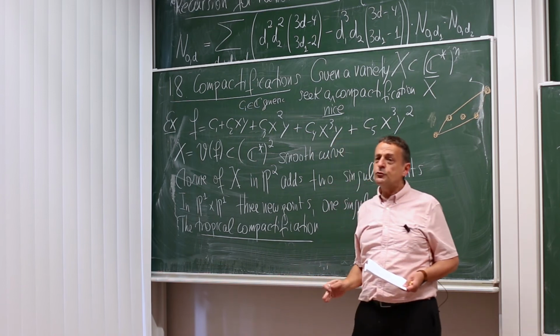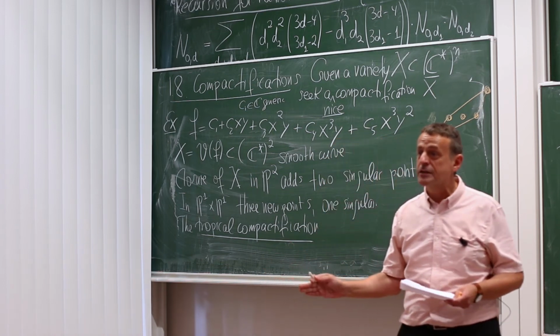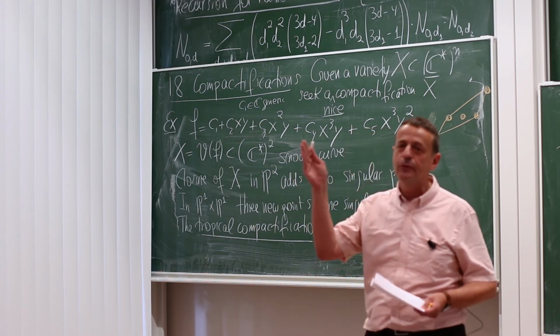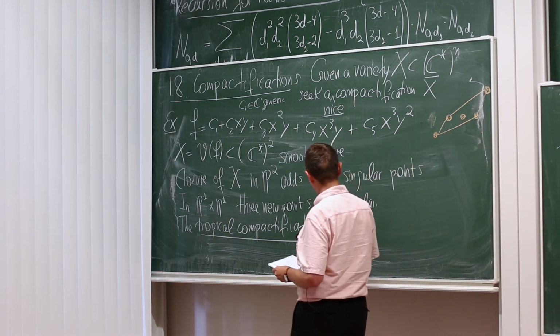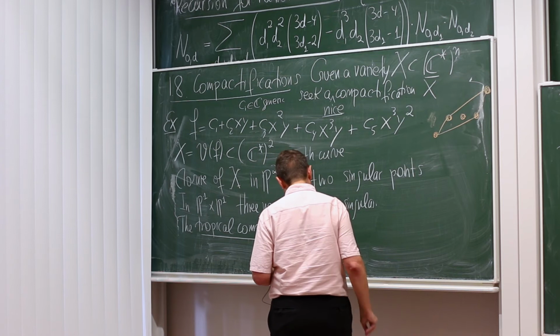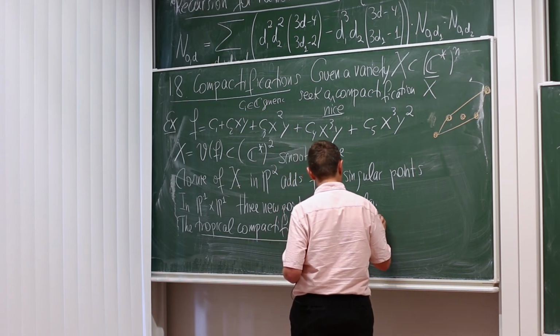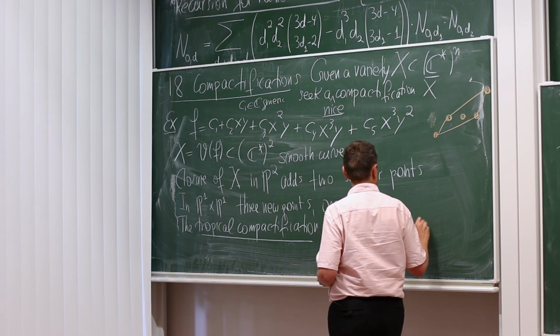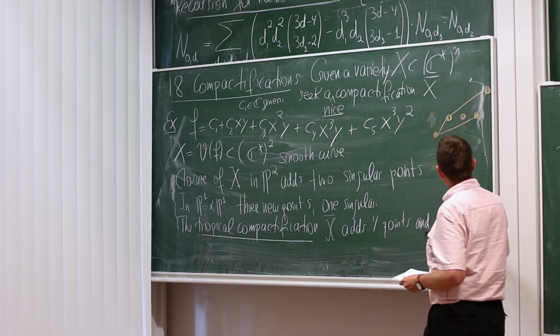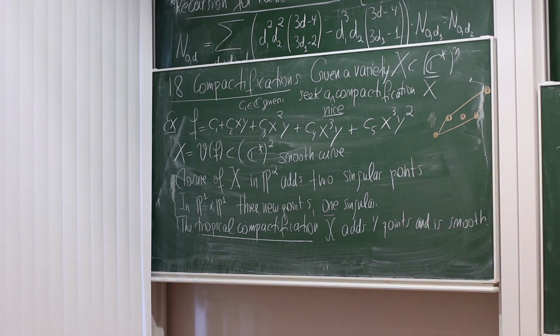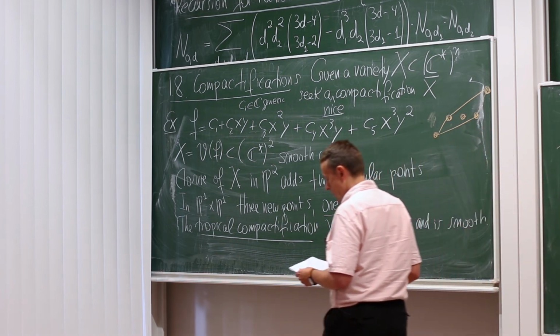In the tropical compactification, you don't do anything. You let the curve and its Newton polygon speak to itself. Just let the curve tell you how it wants to be compactified. And what the curve tells you, and if you listen carefully, then the tropical compactification adds 4 points, and it's smooth. Now those 4 points correspond to the orange edges of the Newton polygon, so it turns out that each edge will contribute a point, and so you have these 4 additional points, and this gives you the tropical compactification.